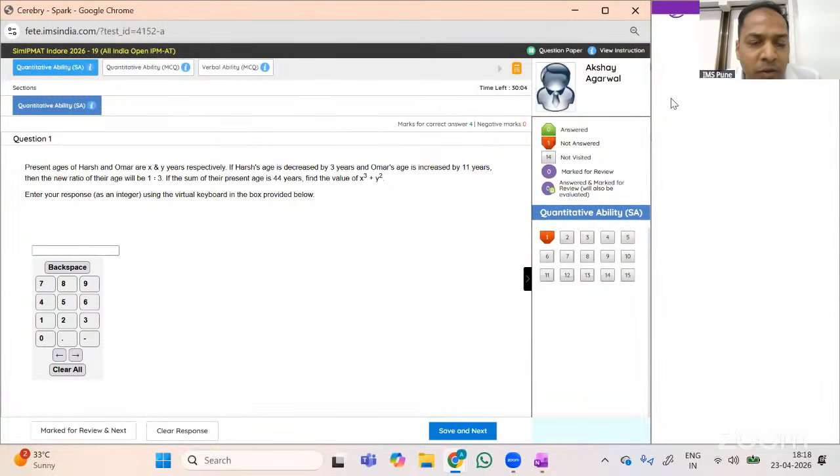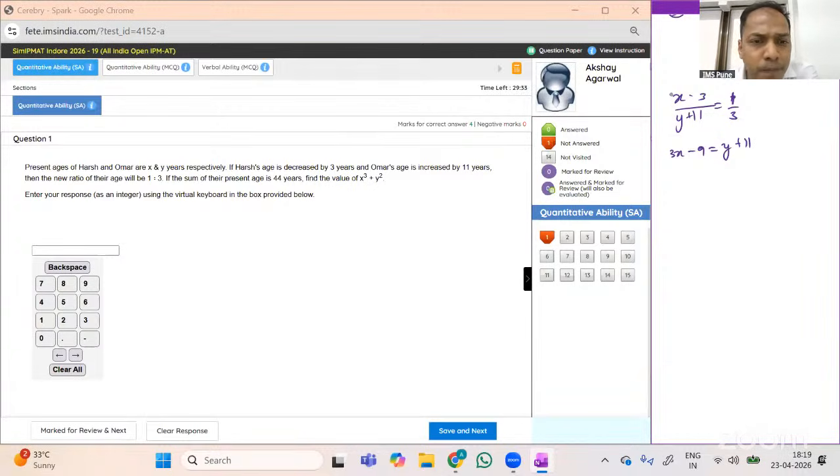Present ages of Harsh and Umar are X and Y years respectively. Harsh's age is decreased by 3 years and Umar's age is increased by 11 years. The ratio of the new ages is 1:3. So Harsh's age is decreased by 3, so X minus 3, upon Umar's age increased by 11, Y plus 11. The ratio is 1/3, which I solve. So that's 3x minus 9 equals y plus 11.